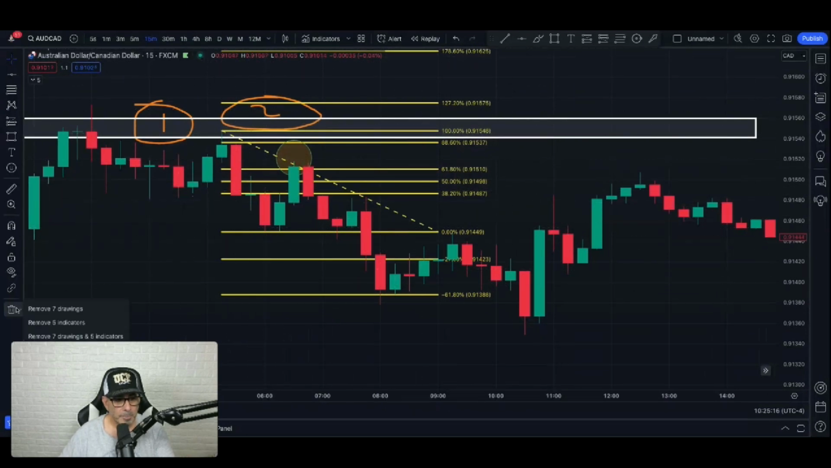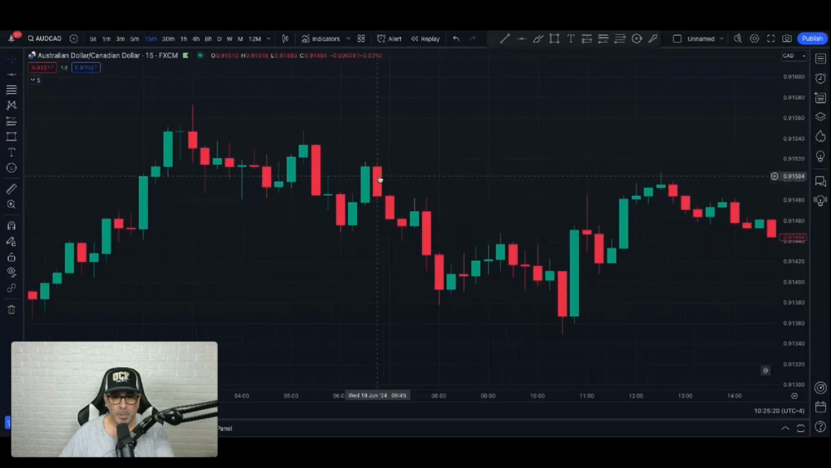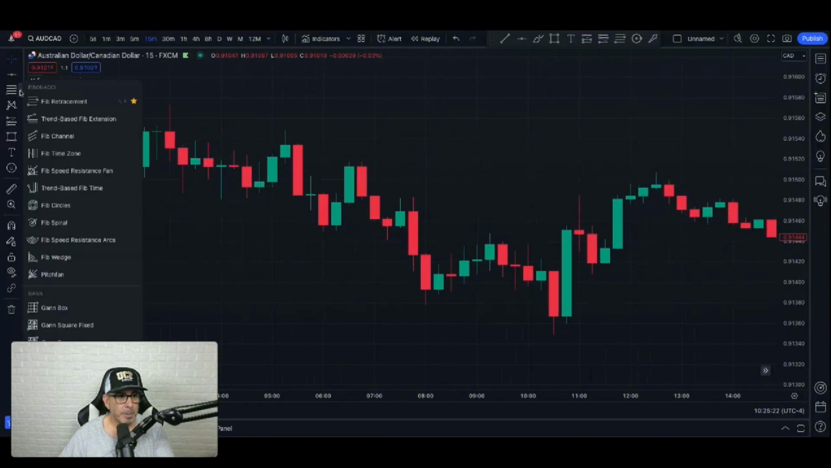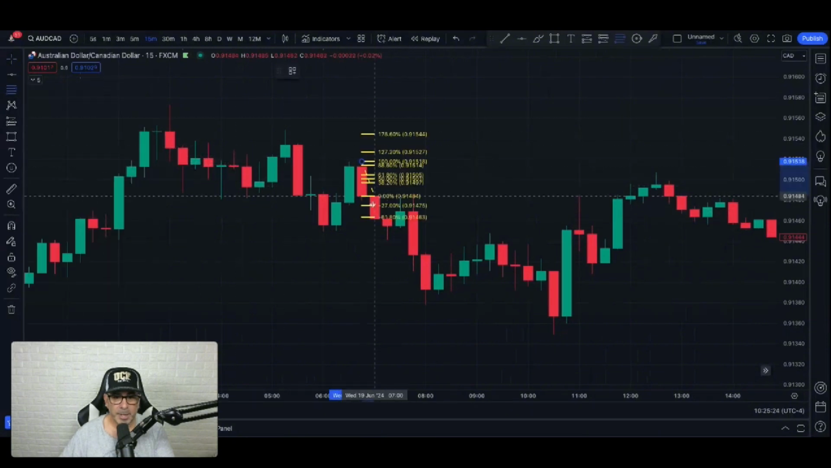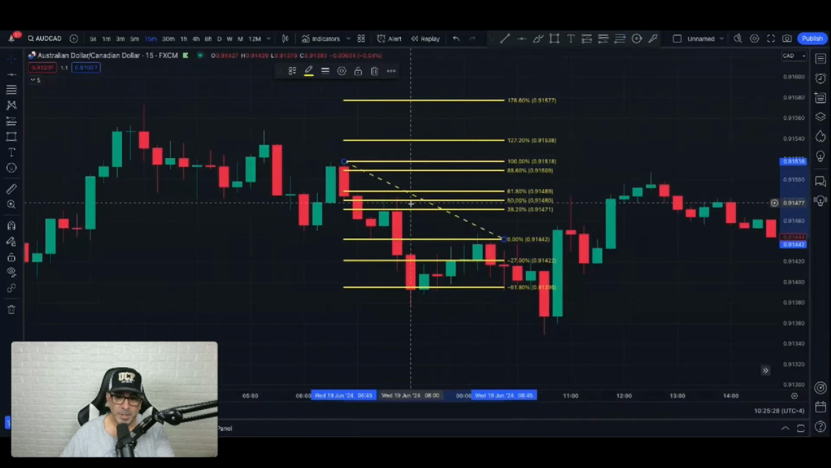Let's wipe this away, right? So we had U-shape 1, U-shape 2. Now we're at U-shape number 3. We're beginning to see that we are making the lower lows and the lower highs, right? Now this one did not extend as high as the 61.8.